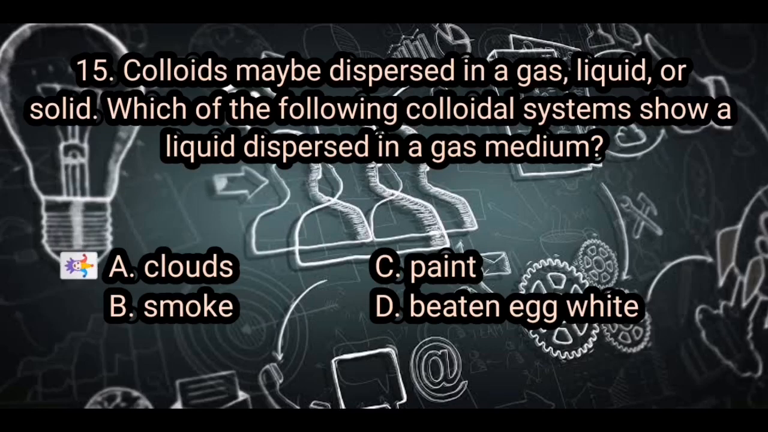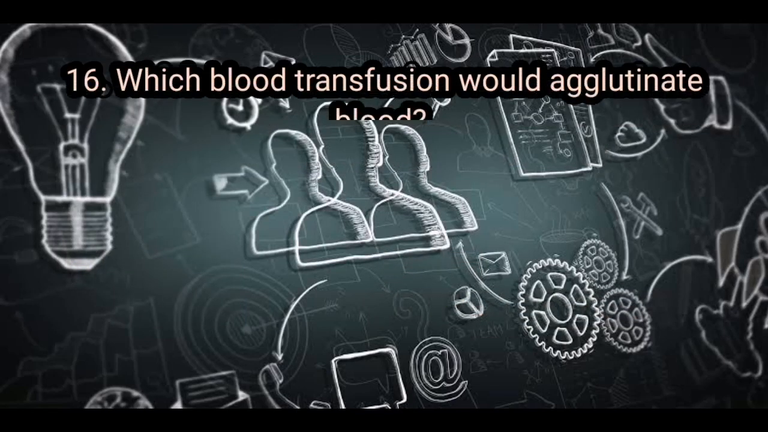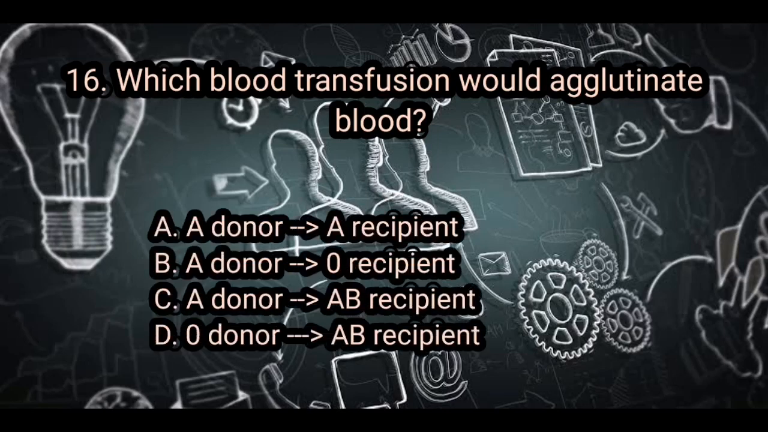Correct answer, letter A. 16. Which blood transfusion would agglutinate blood? A. A donor to A recipient. B. A donor to O recipient. C. A donor to AB recipient. D. O donor to AB recipient.